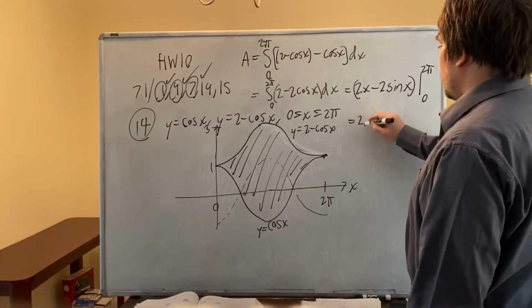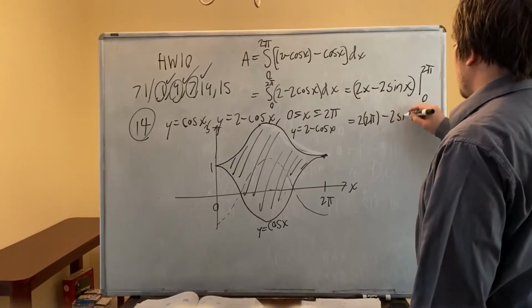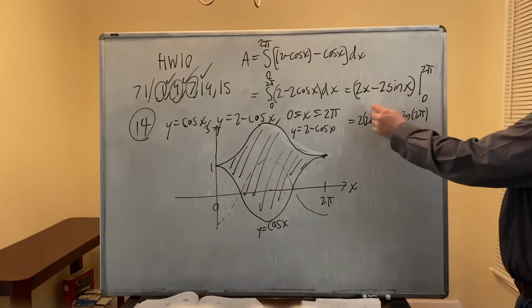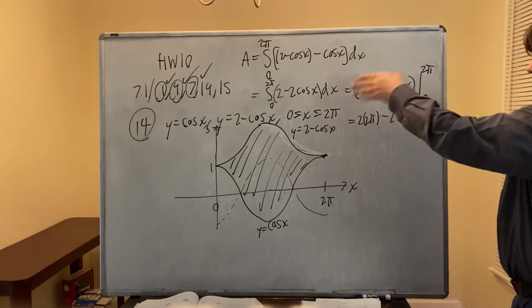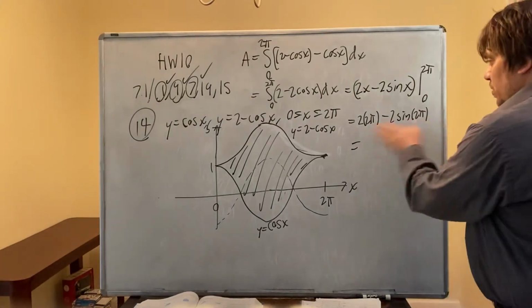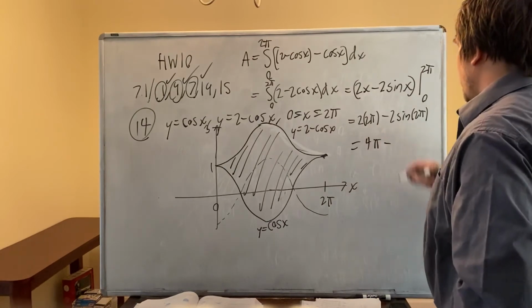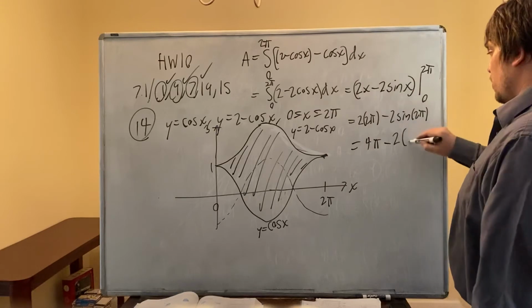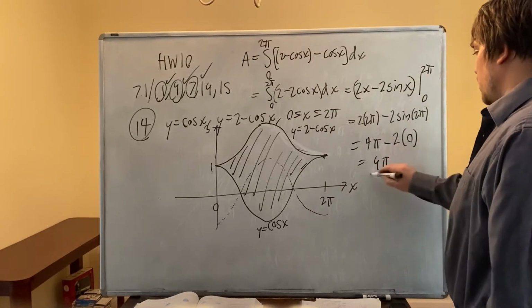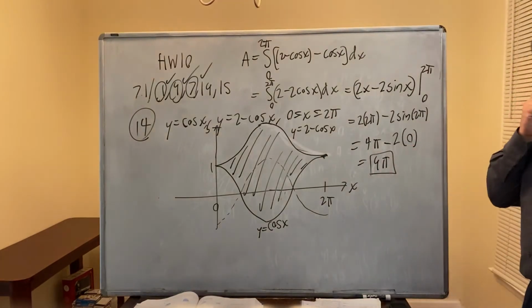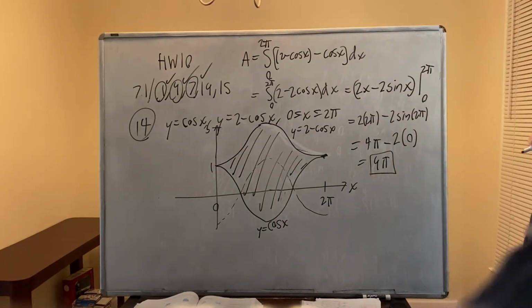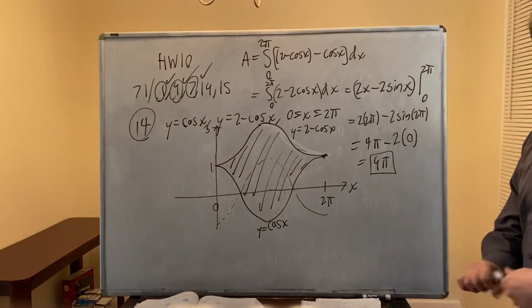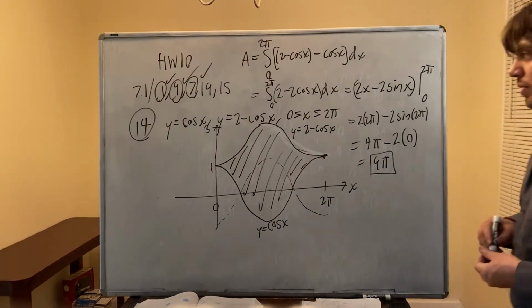You plug in 2 pi: 2 times 2 pi minus 2 times sine 2 pi. You plug in 0, you get 2 times 0 minus 2 sine 0. That's 0 minus sine 0 is 0. This whole thing's 0, so it's just minus 0. This is 4 pi minus 2 times sine 2 pi, which is 0. So this is equal to 4 pi. So the final answer is that the area is 4 pi. Okay, so there's the picture, and that's A equals 4 pi. That's number 14.